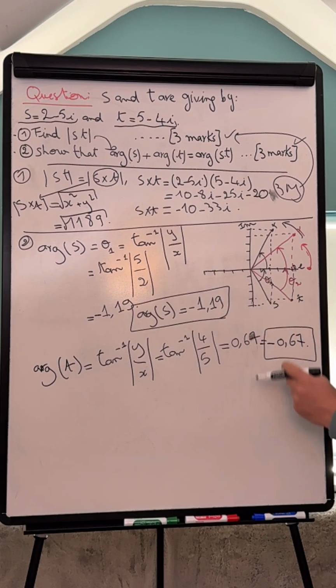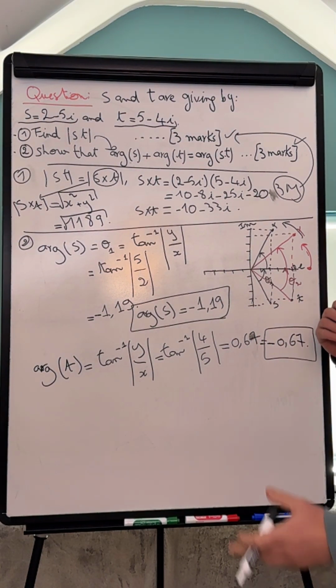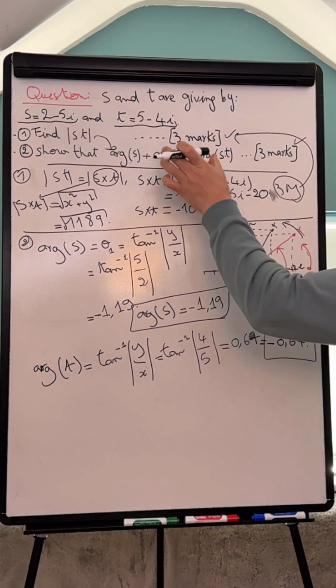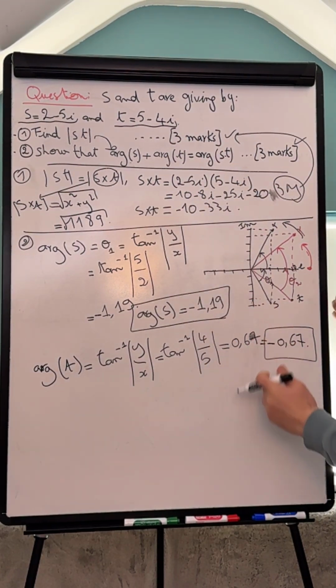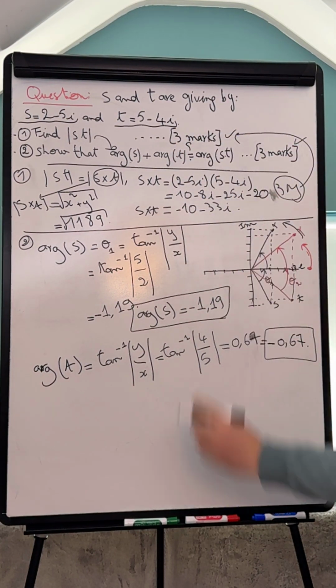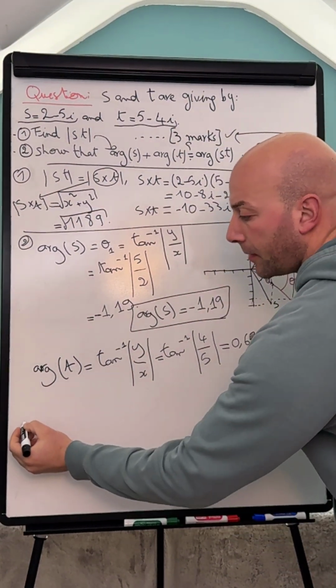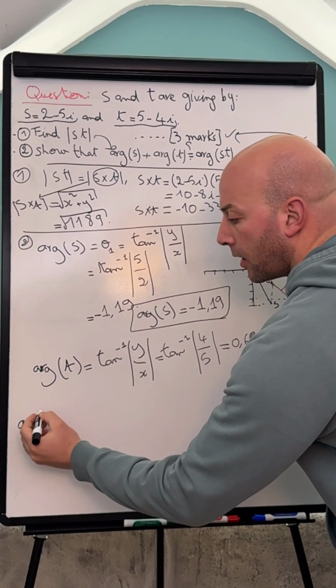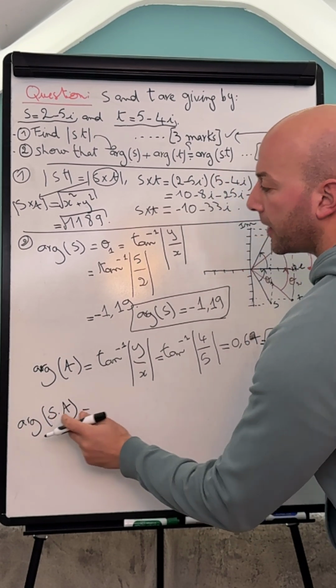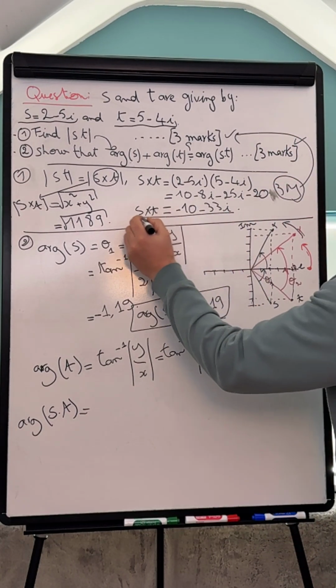We found the argument of s and we found the argument of t. All we've got to do now is find the argument of s times t, and then we've proven that we have to get the same results. Then we prove this equation is correct. This is what we have to prove. Now, argument of s times t. First, do we have s times t? Yes, here's s times t.